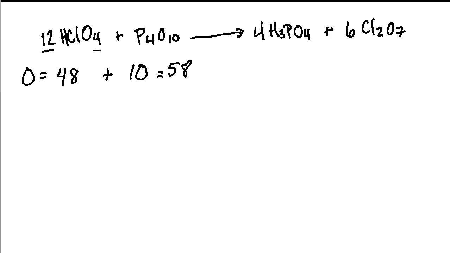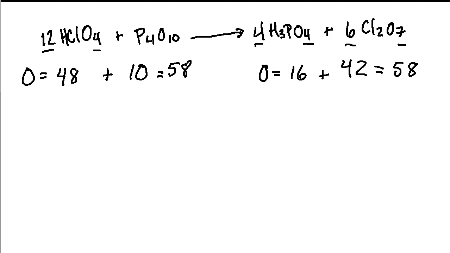So now let's look at this. I've got 4 and I've got 4, so that's going to be for this side. We'll start out with 16 plus 6 times 7 is 42, and wouldn't you know it, 58 and 58, the oxygens have balanced one another out.